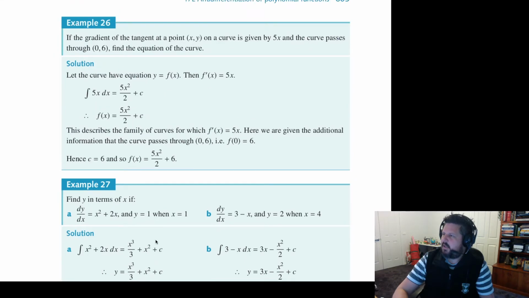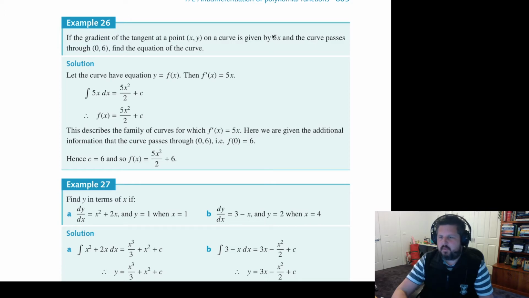Alrighty. Oh, this is cool. It says here, if the gradient of the tangent at a point xy on a curve is given by 5x, and the curve passes through the point 0, 6, find the equation of the curve. Cool. So really, we've got the tangent of the curve given by 5x, which is really saying we've got the derivative, or the gradient function.